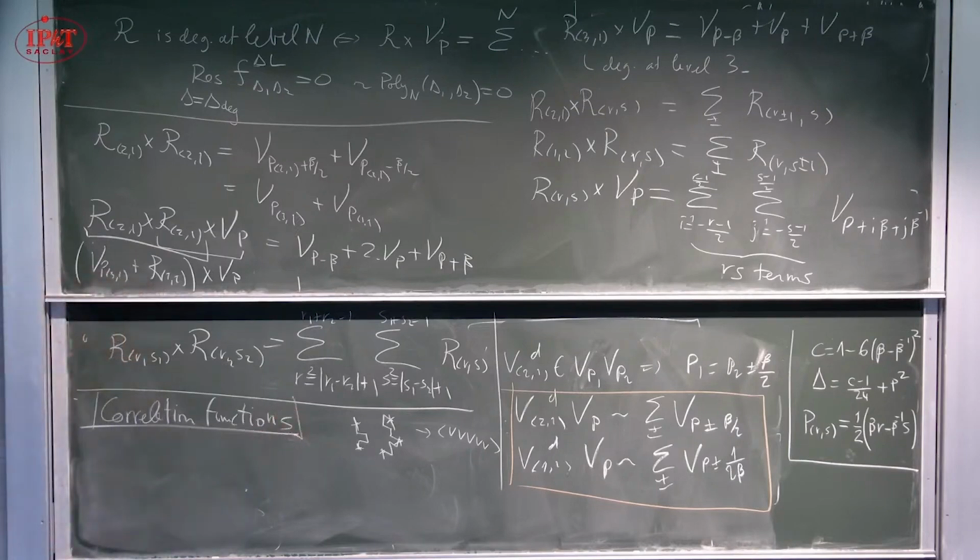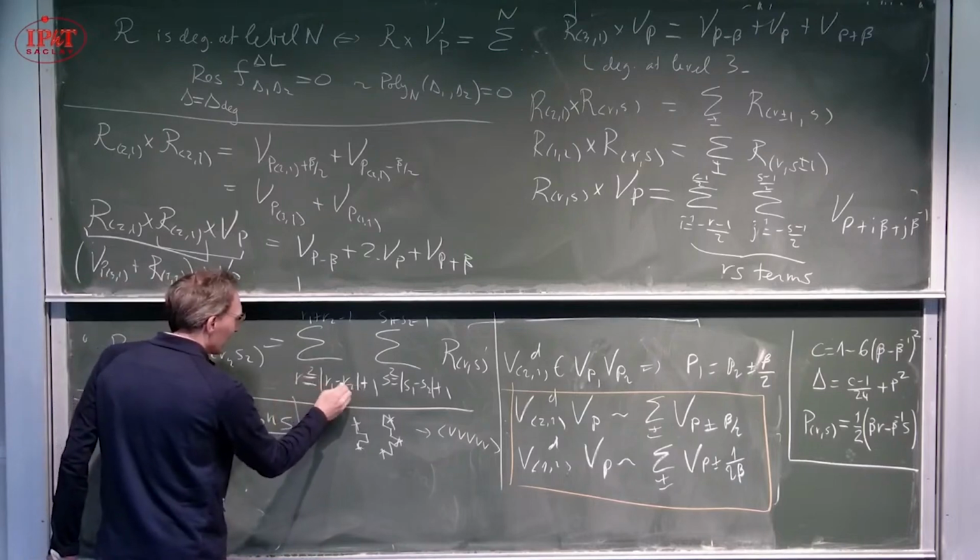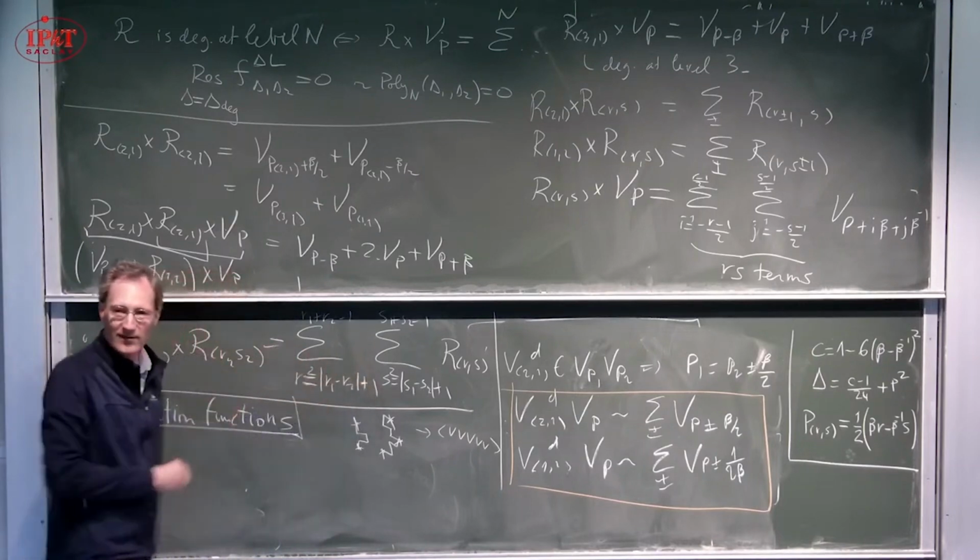So in the OPE of two degenerate fields, what are the indices running over? R equals, and this 2 means in increments of 2. Increments of 2. So you start here and you add 2, etc.